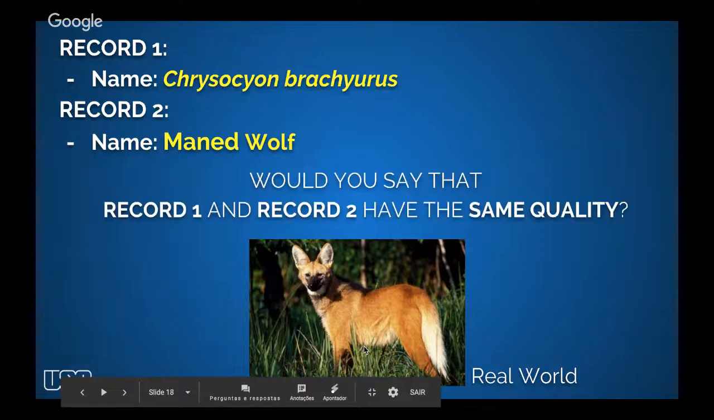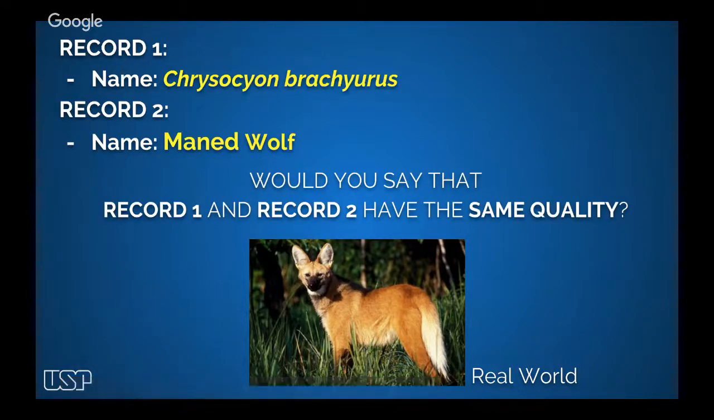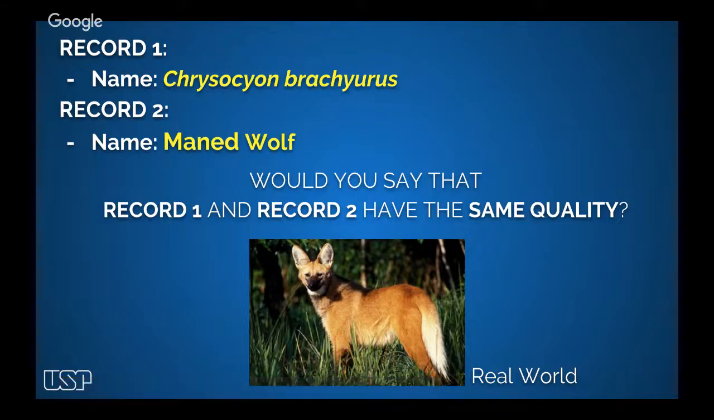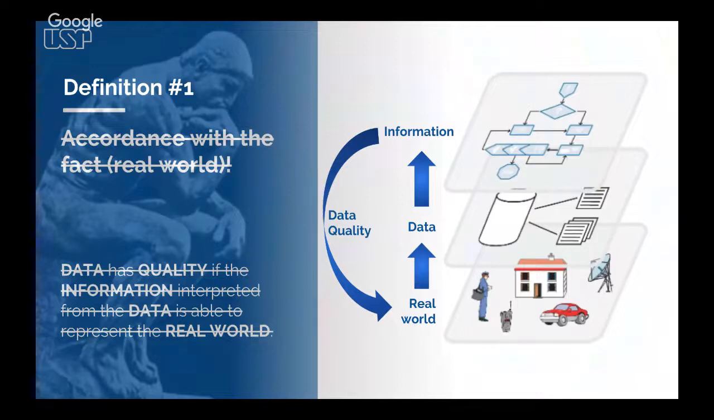But would you say these two records have the same quality? No, right? Because the first record has a better precision, and wolf could be another species. So this definition is not very precise, because in some cases it depends on the meaning of data quality.